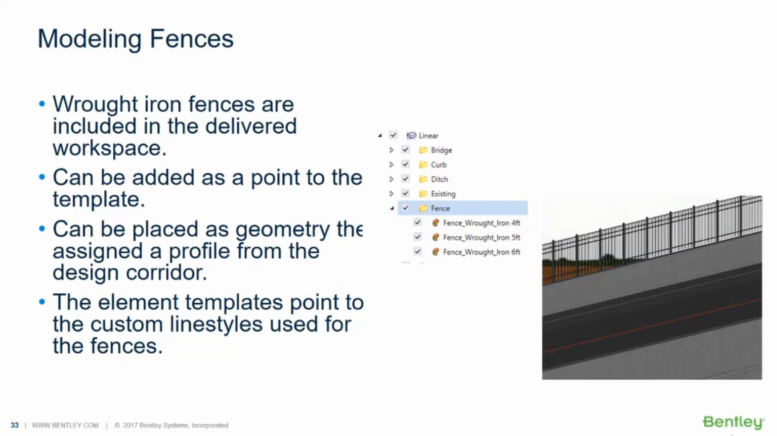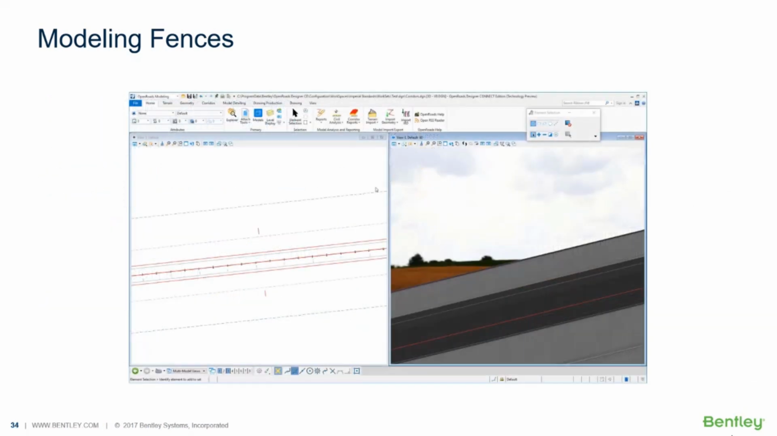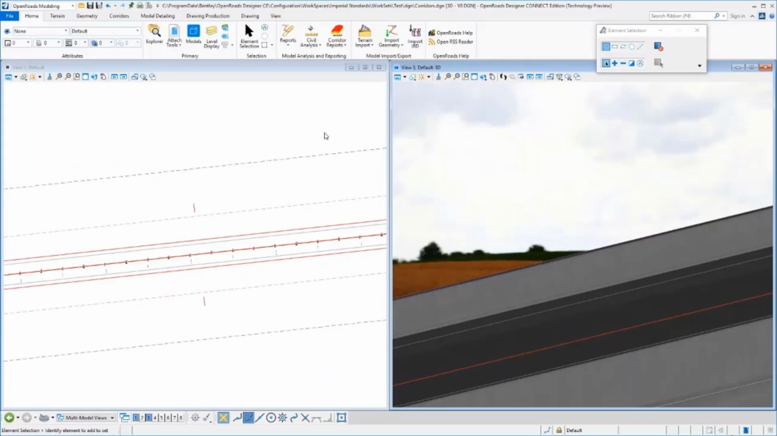And then the last one we're going to look at is wrought iron fences. Again, we've delivered three of them at basically three different heights. Again, added as a point to the template, can be placed as geometry basically from the profile designed from the corridor, and then the element templates used to point to the custom line styles for those fences. So let's take a look then at our example.